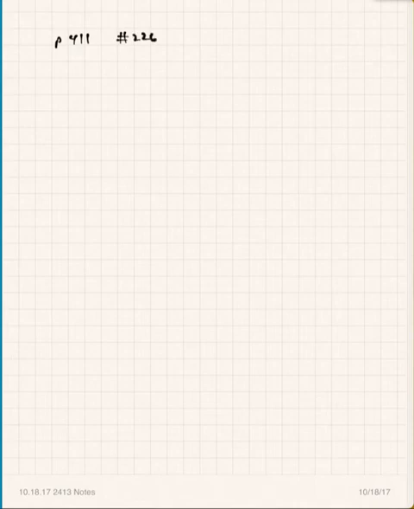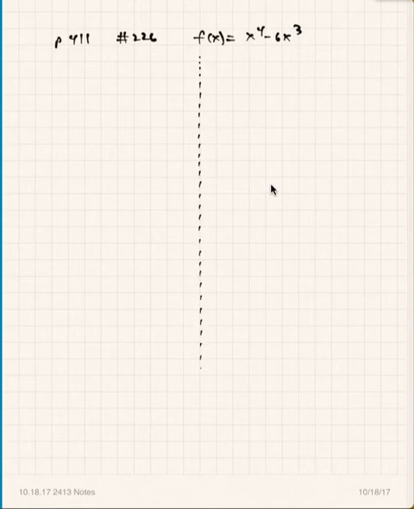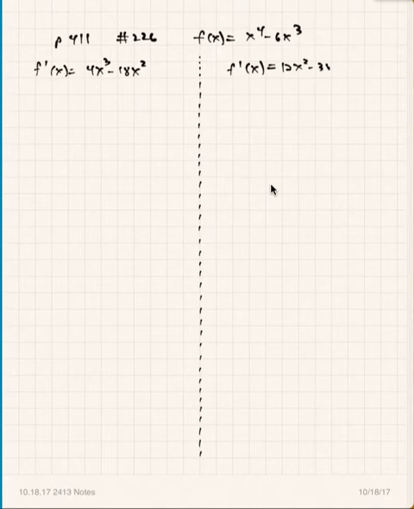Okay, so on that problem, we have this function, f of x equals x to the 4th minus 6x cubed. When we look at this function, we're going to analyze it using the first and second derivatives. So I'm going to divide my sheet up into two sections. I'm going to put the first derivative on the left side and the second derivative on the right side. The first derivative for this function is 4x cubed minus 18x squared. The second derivative for this function would be 12x squared minus 36x.